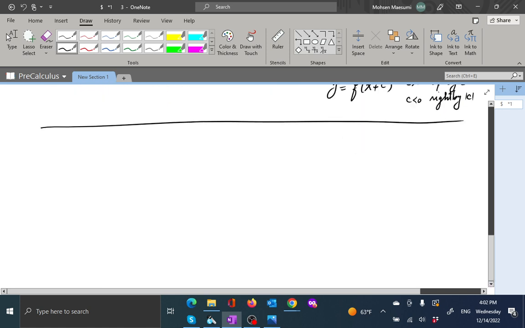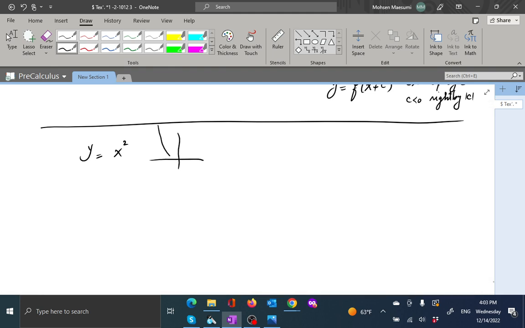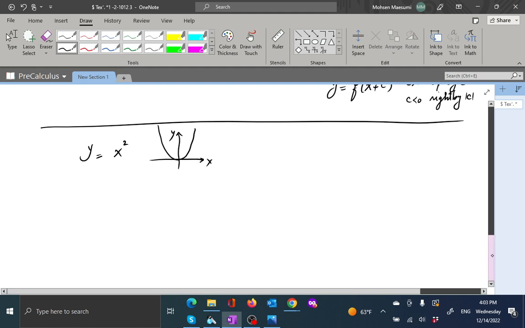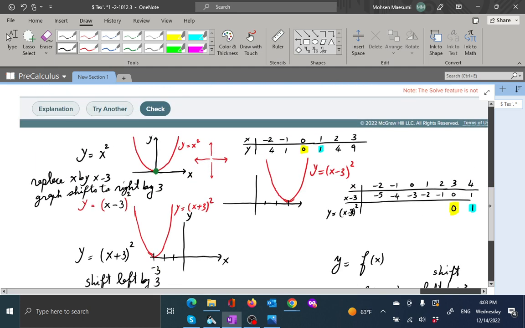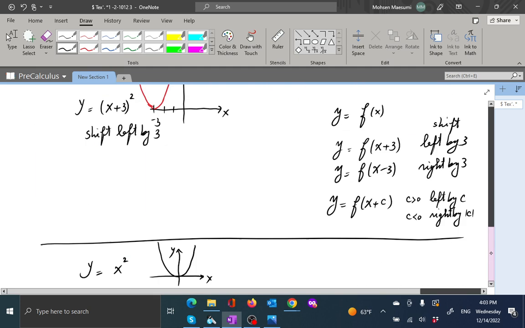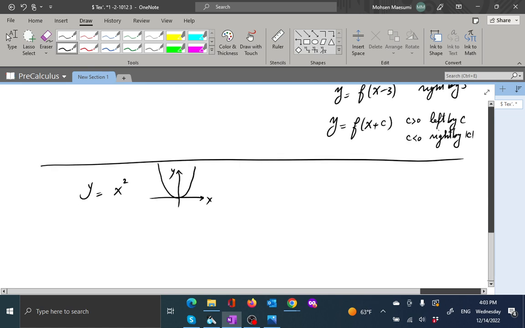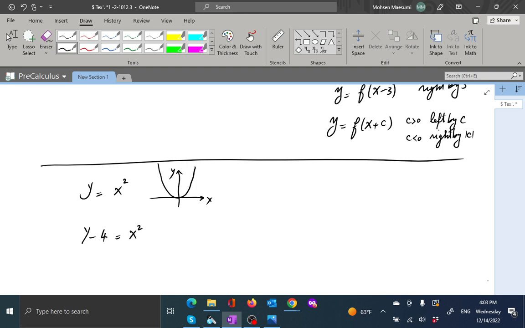So again, let's start from y equal to x squared, our trusty parabola that we keep drawing over and over again, x and y. Suppose I want to go up. First, let's imitate what we had before. You remember that we said if you want to go right, subtract from x. If I want to go up, I subtract from y. Y minus 4 is equal to x squared.